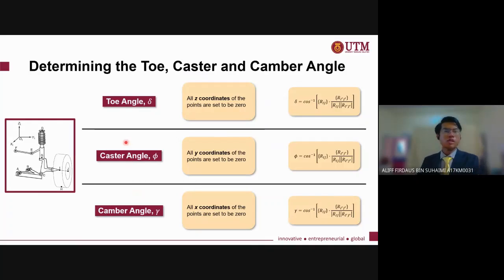So to determine the toe, caster, and camber angle, we are actually interested in the position of I and J only. The formula is all the same, but the condition is different over here. For the toe angle, the Z coordinates of the points are set to be 0. For the caster, the Y coordinates are set to be 0. And for the camber angle, the X coordinates are set to be 0.